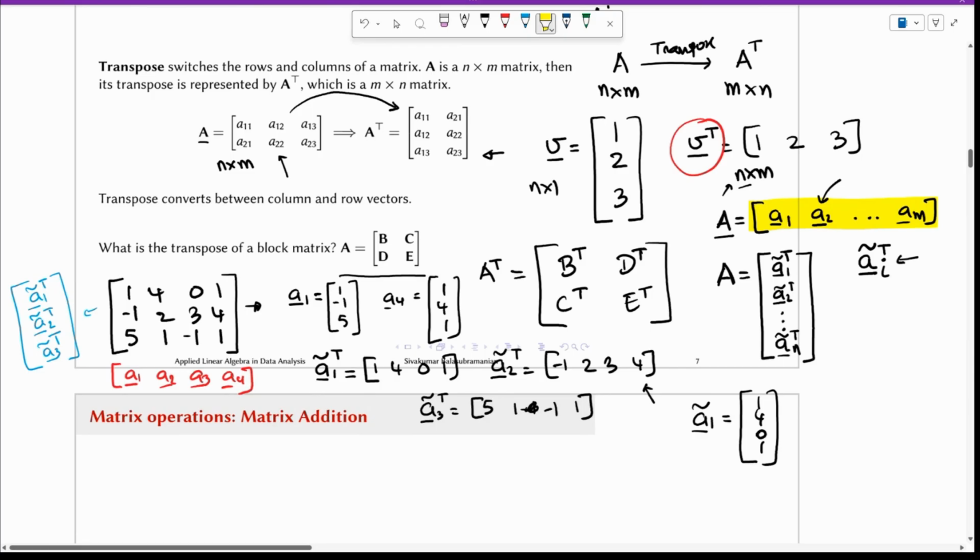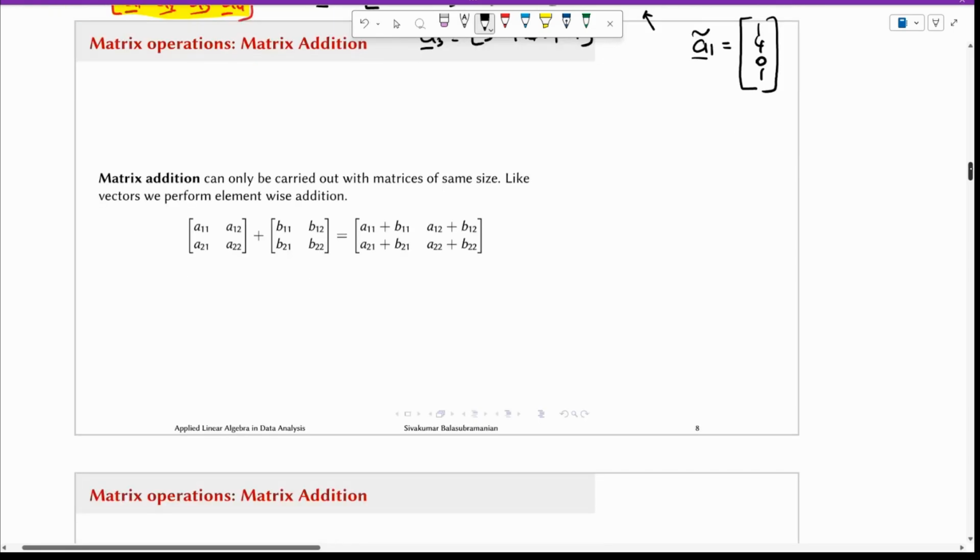Similarly, when you represent the matrix A in terms of its rows, what you get is a column, but the individual elements are row vectors. You see? So this is a block column. This is a block row.